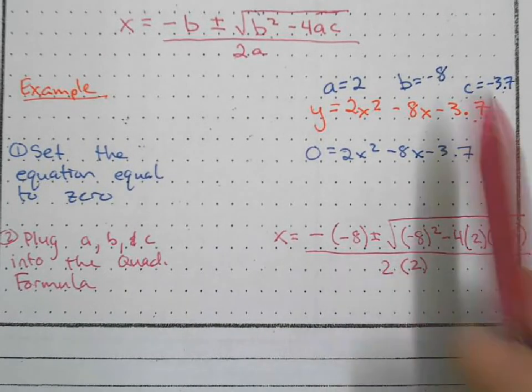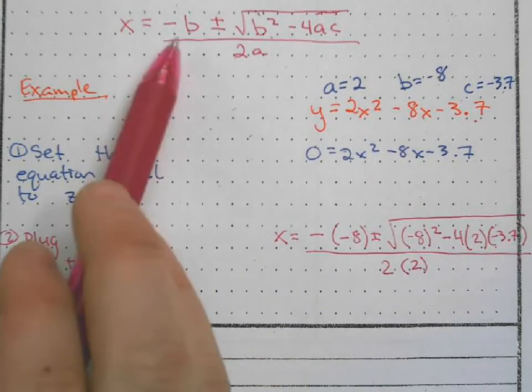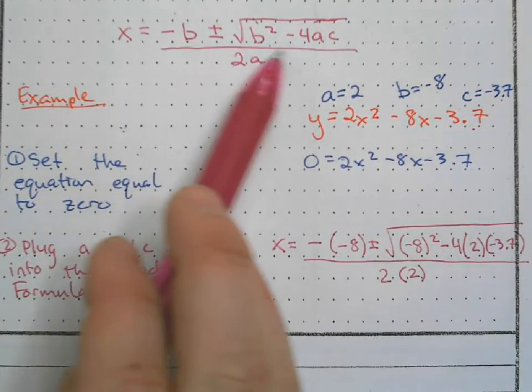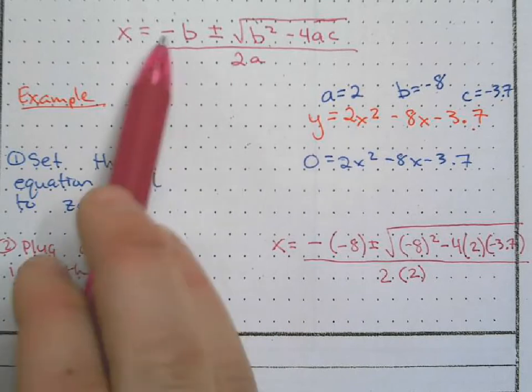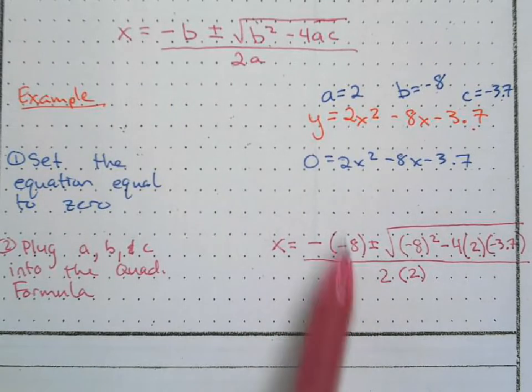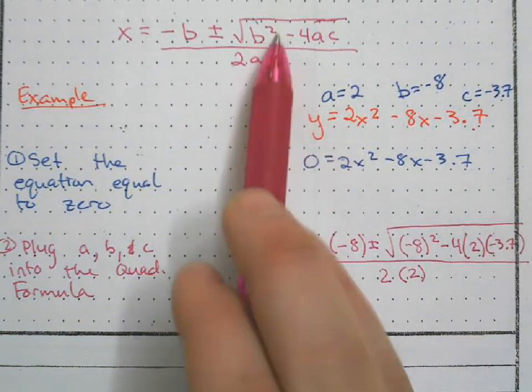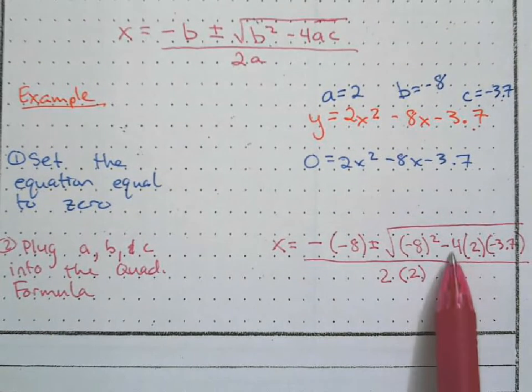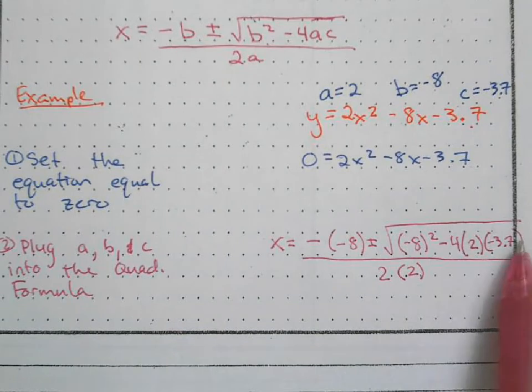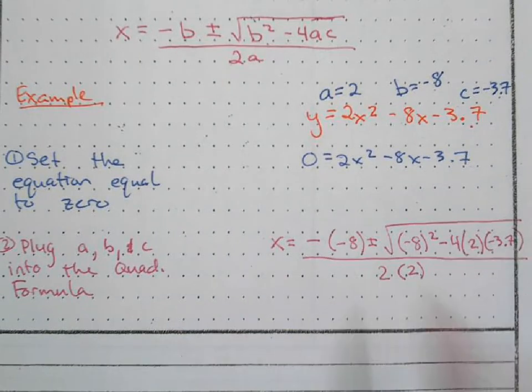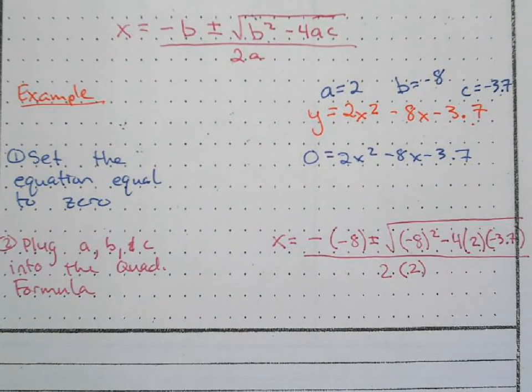So I just plugged in all of our values, our a, b, and c, into this formula up here. So negative b, negative 8, plus or minus square root, b squared, so I did negative 8 squared, minus 4 times a times c, then all of that over 2a. And now we simplify.